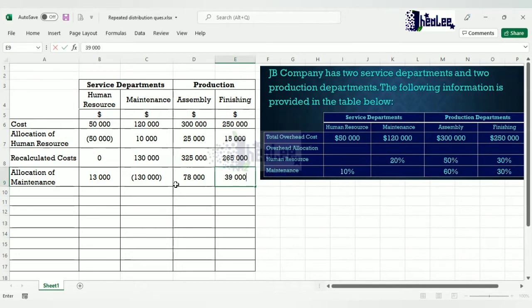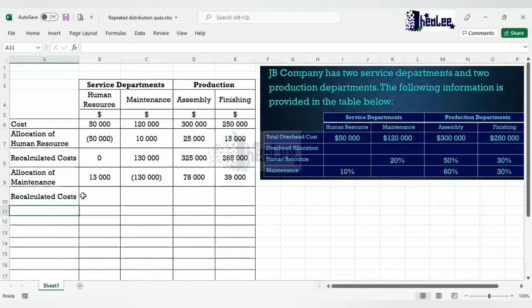To complete this step, basically step 2, we need to do our recalculated cost. For the human resource, the previous cost was $0. We're going to add this 13,000 to that. So the value is 13,000. Maintenance, we have allocated all of that, so that is 0.